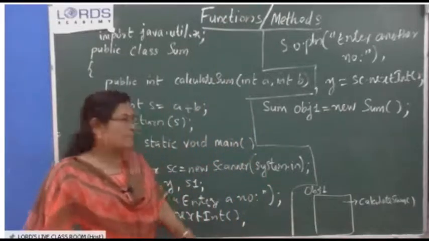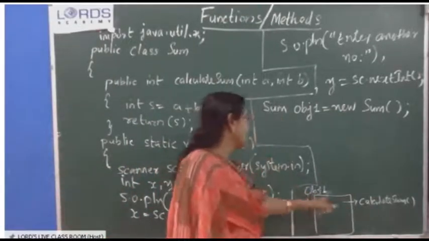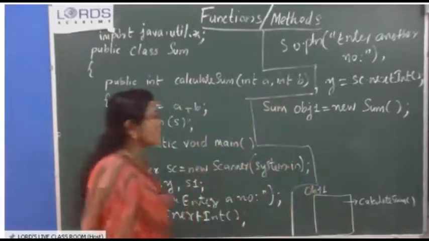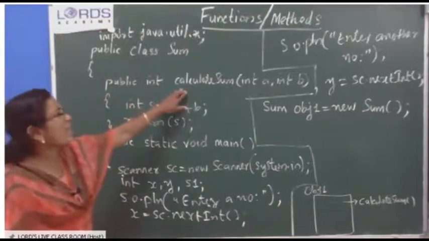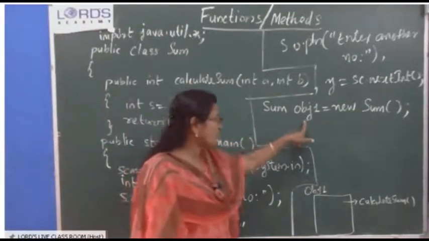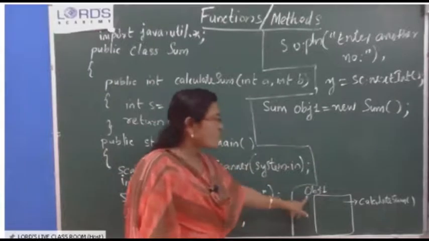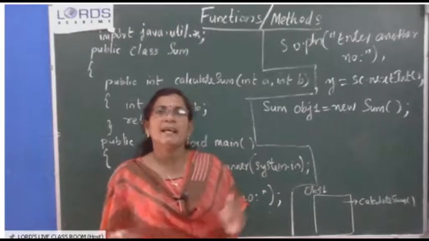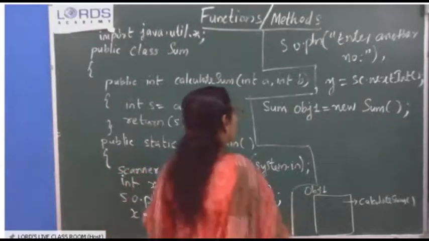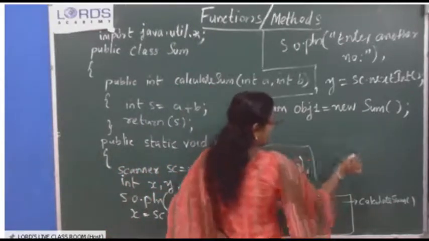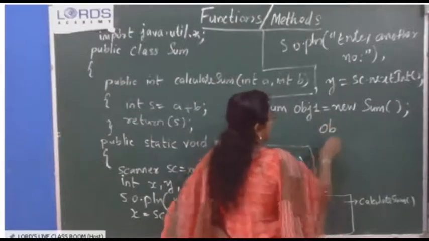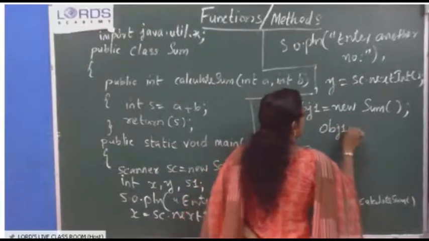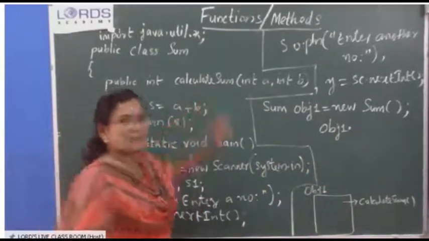So to invoke this method, the syntax used is object name dot method name. So we have to call the calculateSum method through this object. Object name dot method name is the syntax used for invoking a non-static method. So we'll call the method by specifying the object name obj1, dot, method name is calculateSum.